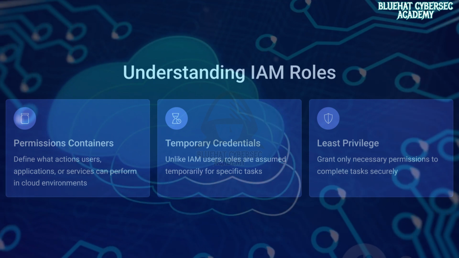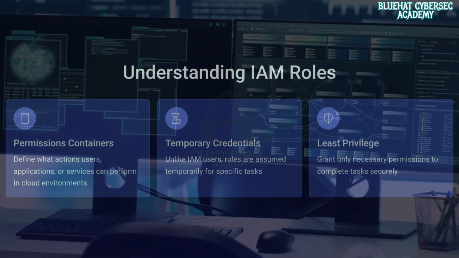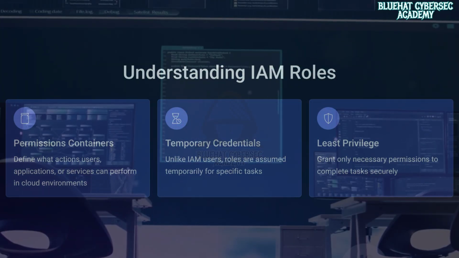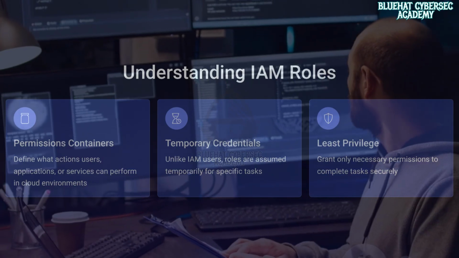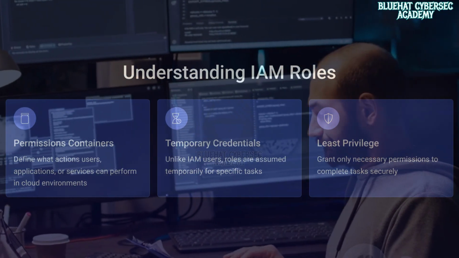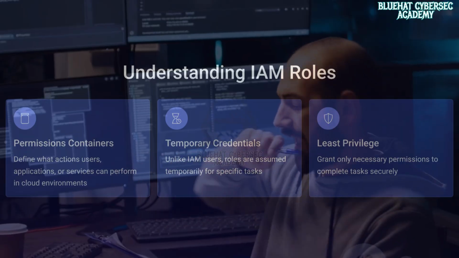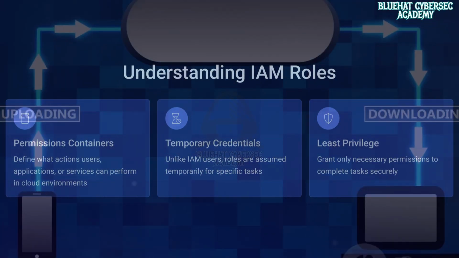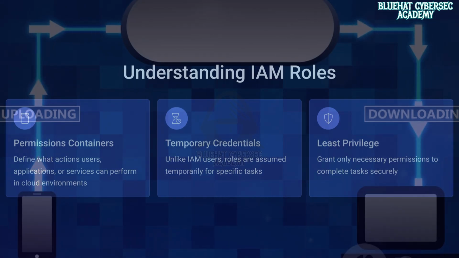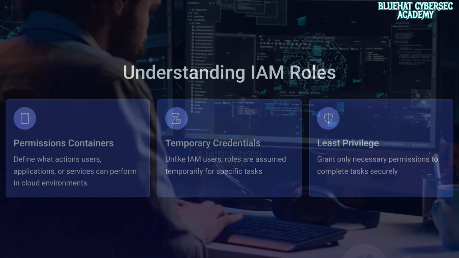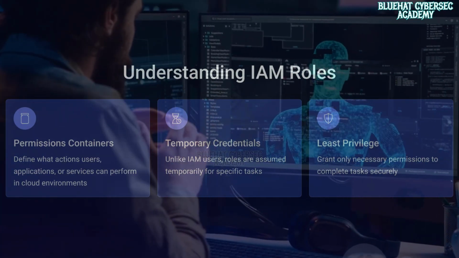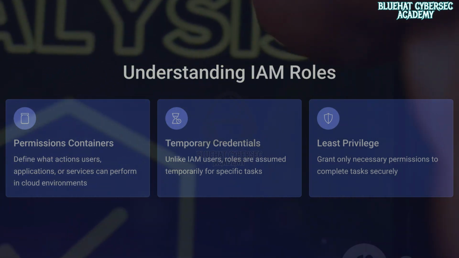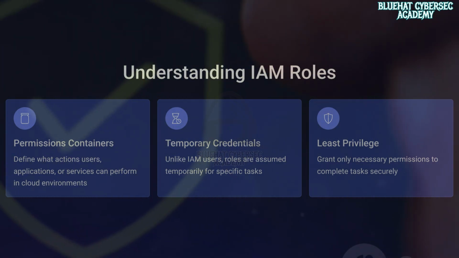Understanding IAM roles. IAM roles are essentially permissions containers. They define what actions a user, application, or service can perform in your cloud environment. Unlike IAM users, roles don't have permanent credentials. They are assumed temporarily by users, applications, or services to perform specific tasks. For example, an application might assume a role to read objects from an S3 bucket, or a developer might assume a role to deploy resources to a specific environment. Roles are designed to follow the principle of least privilege, granting only the permissions necessary to complete a task.